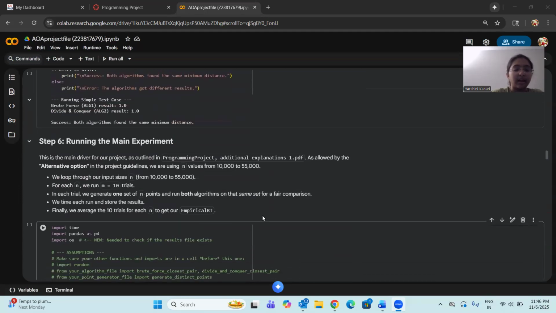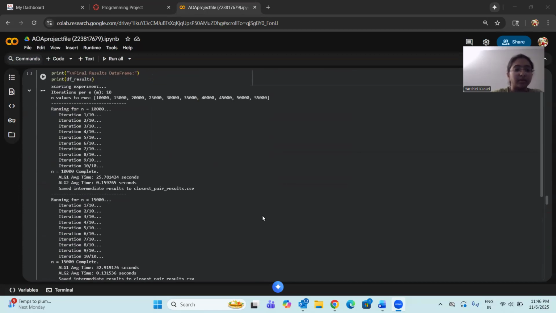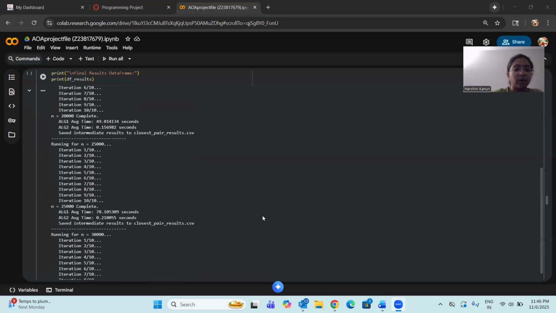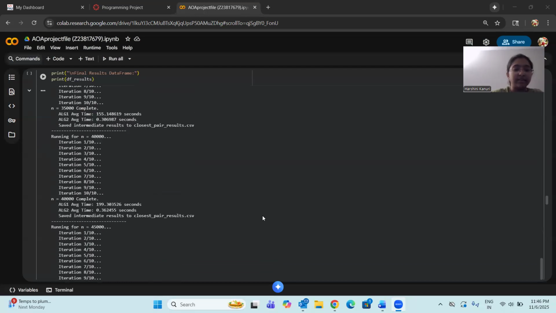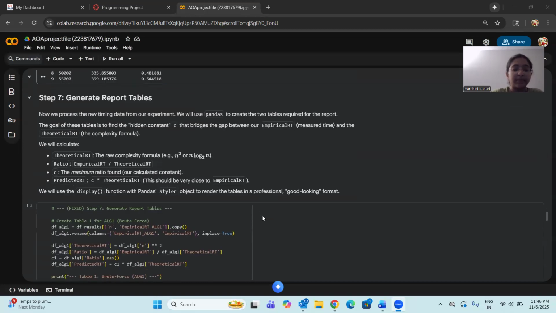And the main experiment, we tested input sizes from 10,000 to 55,000 points. Each size was run 10 times and the average runtime was recorded to reduce the randomness. We visualize the results using tables and graphs to clearly compare the algorithms.